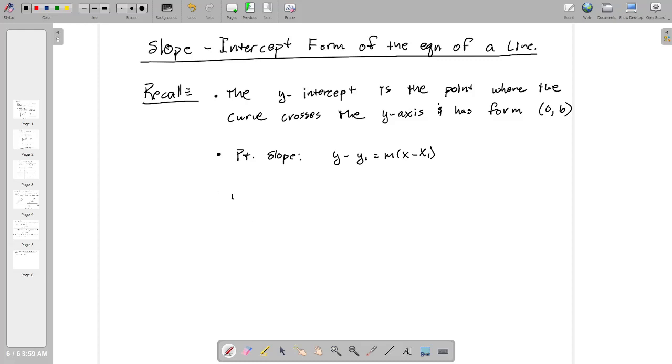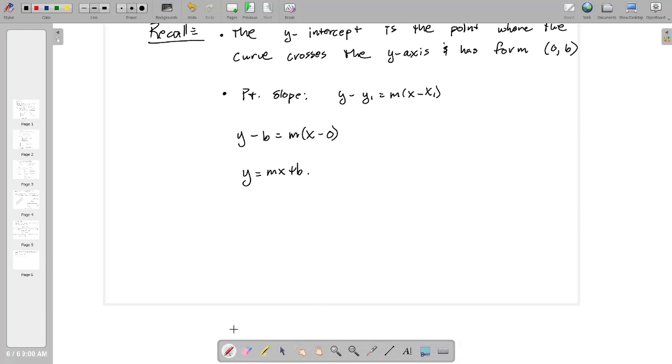So we end up with y minus b is equal to m times x minus 0, where we use this point on the line. And this will end up becoming y equals, the 0 we can just ignore because it's 0, and then we have mx, and then we add the b over. So we have mx plus b. And this form is probably most common in high school and below. Personally, I'm more partial to the point slope form.